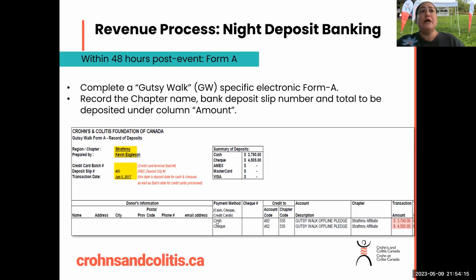You just need to enter the cash total and then the check total. And this is the money you are depositing to RBC. You will enter the deposit slip number and the date. This will then be sent to our finance department, and I'm going to share the email address in a second.